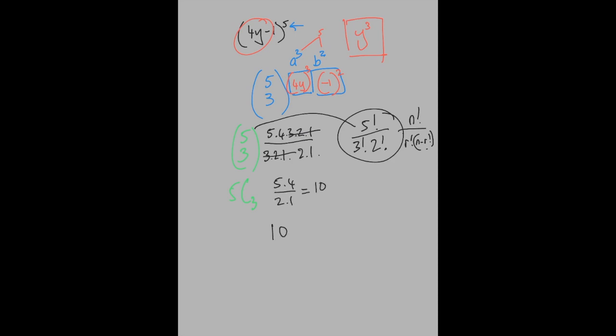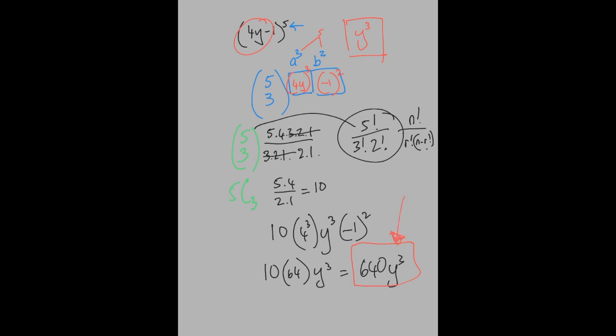So 10, 4 cubed, y cubed, negative 1 squared. This is just going to be equal to 1. So 10 times 4 cubed, which is 64, times y cubed. So this is going to be 640 y cubed. That is the y cubed term when I expand this. There I just did it very much the shortcut way.